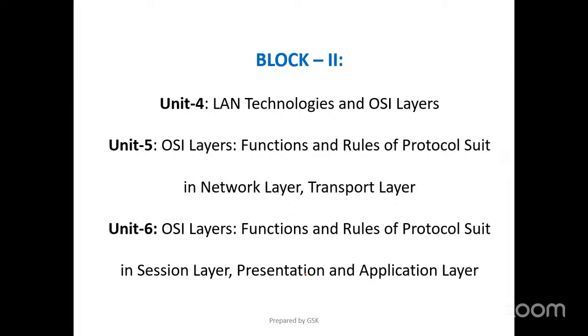So as of now, we covered three units, Unit 1, Unit 2, Unit 3, as part of Block 1. Now we are going to start Block 2. In Block 2, we have four units: the fourth, fifth, and sixth units. The major topic in this Block 2 is OSI layers. What is the OSI layer, what functionality does each layer have, and what is the use of the OSI framework? We are going to cover all those points.